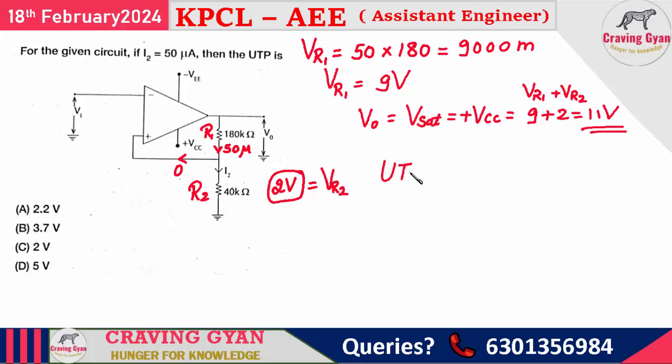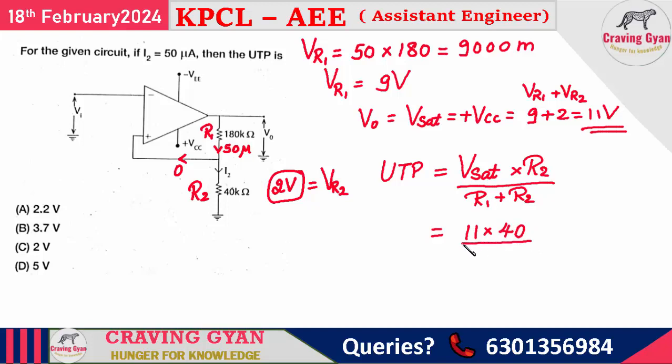What is the value of upper triggering point? The upper triggering point is defined as V saturation into R2 resistance divided by R1 plus R2. What is the value of V saturation? 11 into. What is the value of R2? The value of R2 is 40 divided by 220. 180 plus 40 is 220. I am not writing kilo because in the numerator also kilo and in the denominator is also kilo. So that kilo and kilo is going to get cancelled.